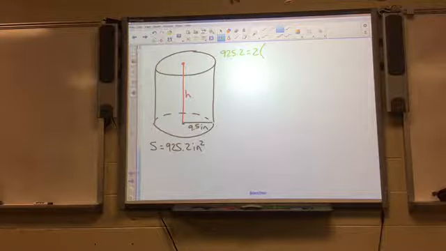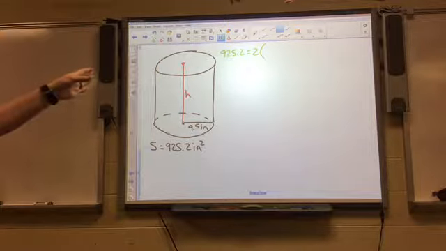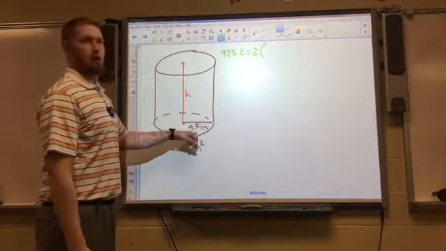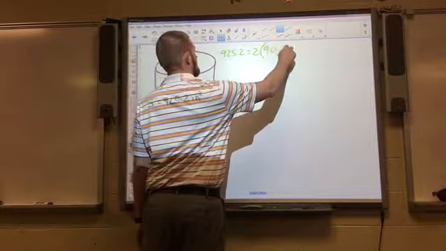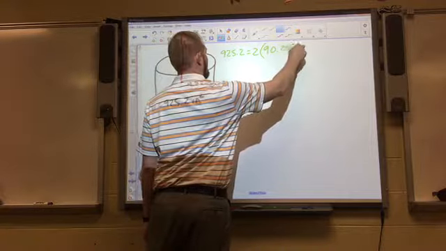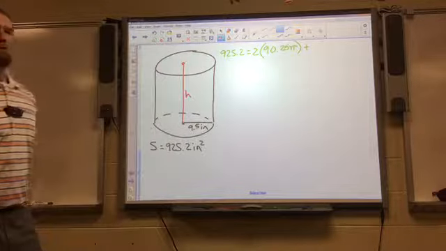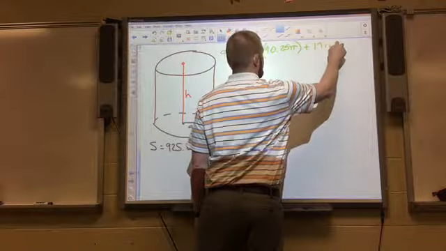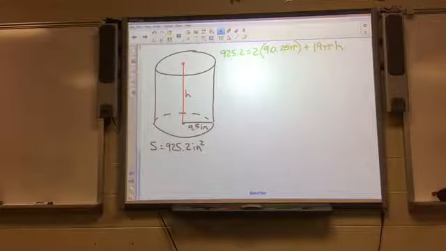Not quite. Well, it's 2 times the area of the base, right? How do you find the area of the circle? Yep. It is pi r squared, so you need to square that, right? Good. Now you have 19 pi times h. Does everybody understand what he did to set this up?